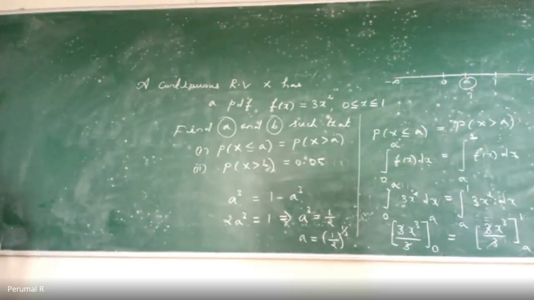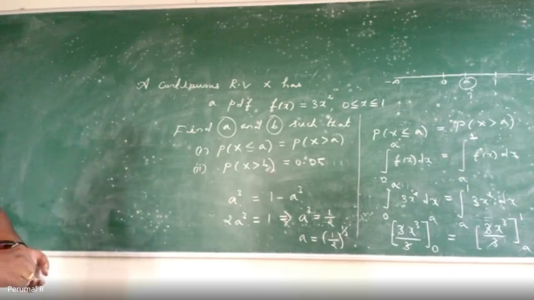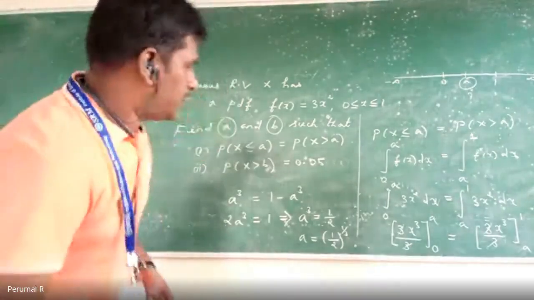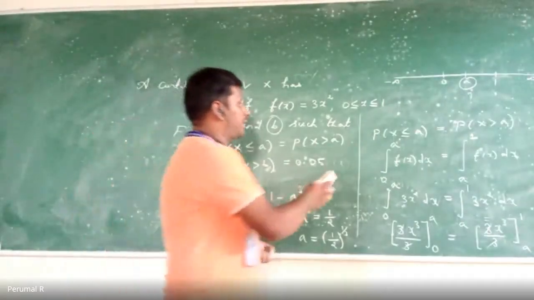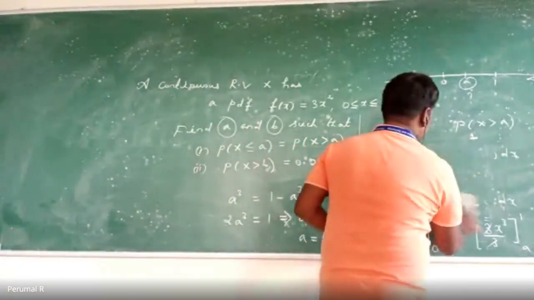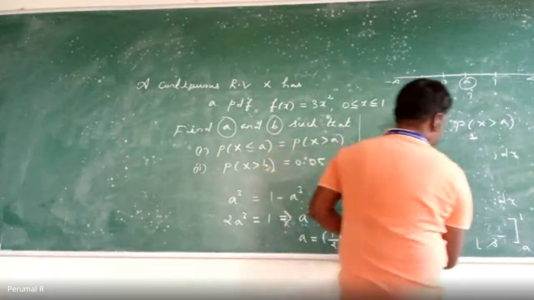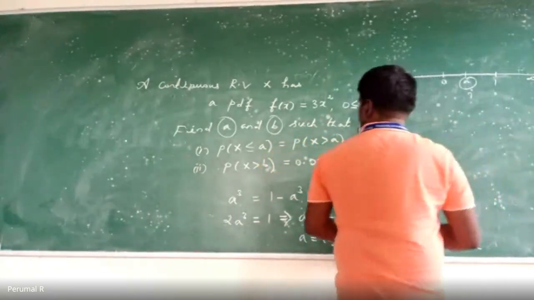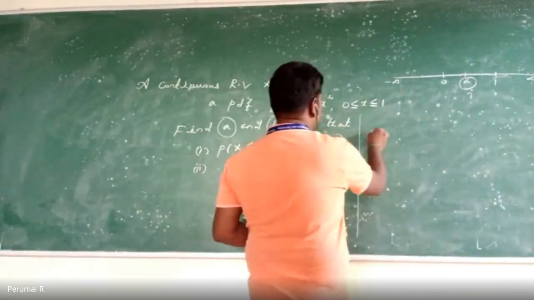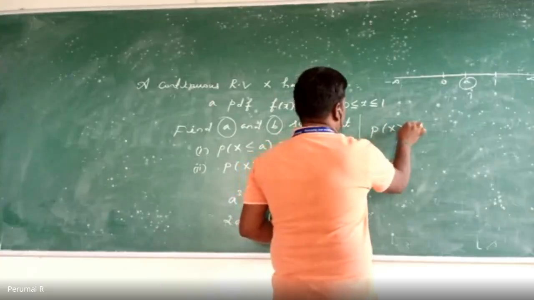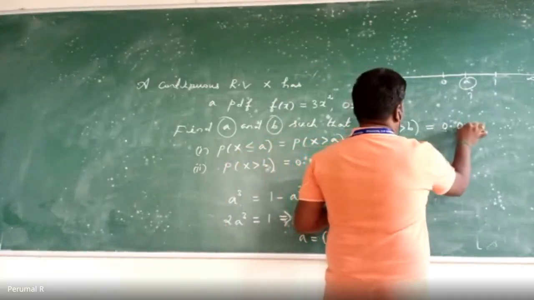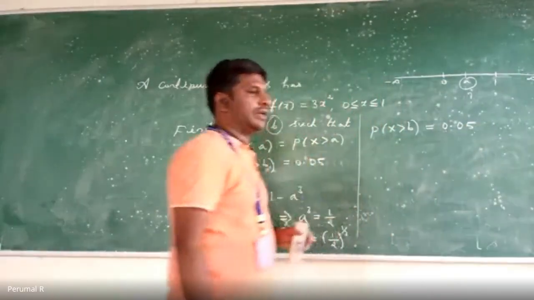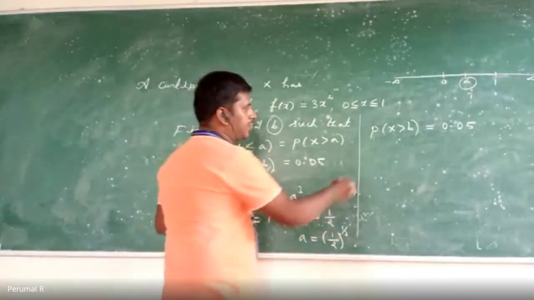Okay, in a similar way, we are getting x greater than b, the second condition. So no need to convert that one. So this is your a value. Similarly, we can write the probability of x greater than b equal to 0.05.